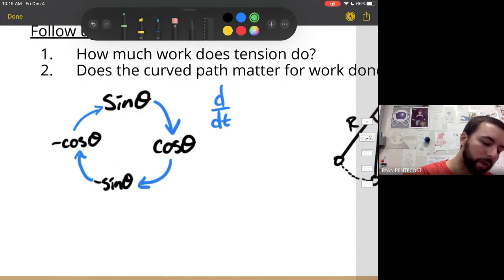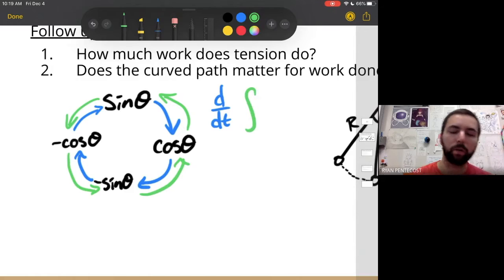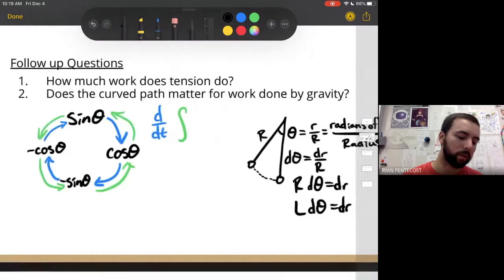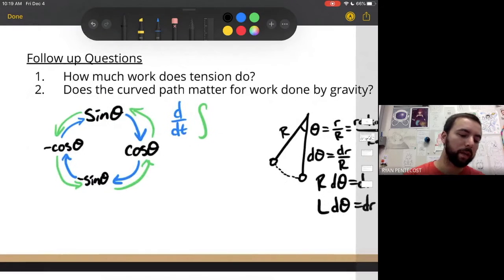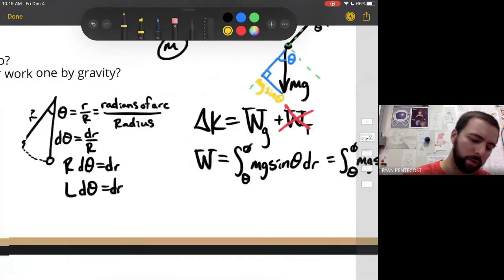However, if you integrate sine theta, you get negative cosine. Integrate negative cosine, you get negative sine. Integrate negative sine, you get cosine. And integrate cosine, you get sine. So green is going to show your integral, and blue is going to show your derivative. If you look at our green arrow, the integral of sine is negative cosine. This is a very important circle to remember. That's what I use when I need to do a derivative or an integral of cosine or sine, which happens more frequently than you'd think.